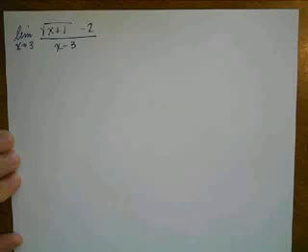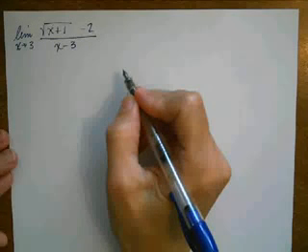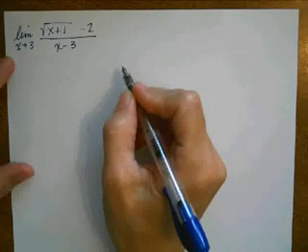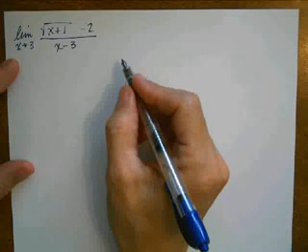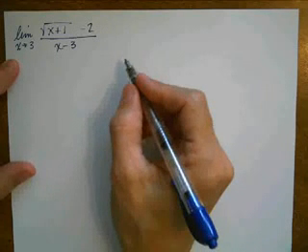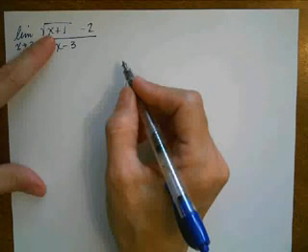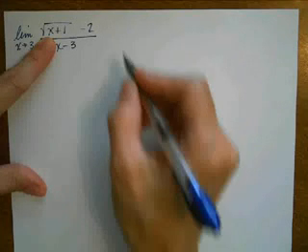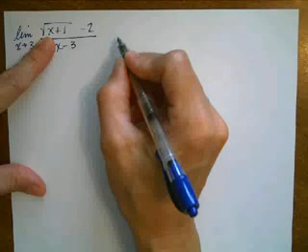Here we're asked to evaluate the limit as x approaches 3 of the square root of x plus 1 minus 2, divided by x minus 3. If we try direct substitution, we see that when we plug in a 3 everywhere there's an x, we get the square root of 3 plus 1, which is the square root of 4, or 2, minus 2, which is 0.